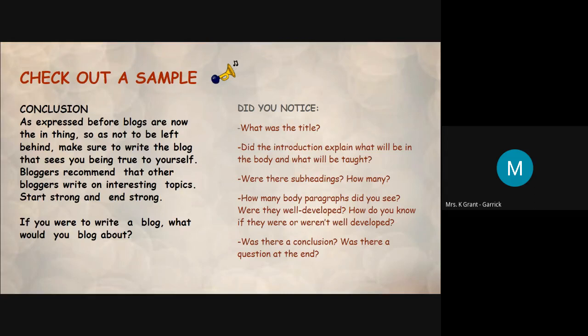So if you were to write a blog, what would you blog about? And notice the whole example ends with a question and some checklist questions just to help you to ensure that you are on track. What was the title? Did the introduction explain what will be in the body and what will be taught? Were there subheadings? How many body paragraphs did you see? Were they well developed? How do you know if they were or were not well developed?